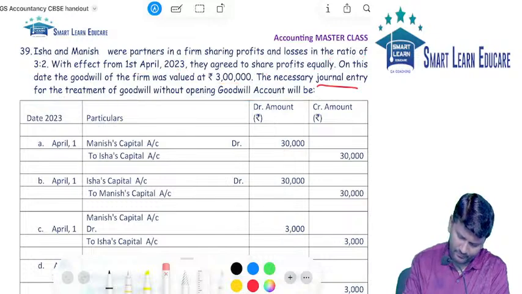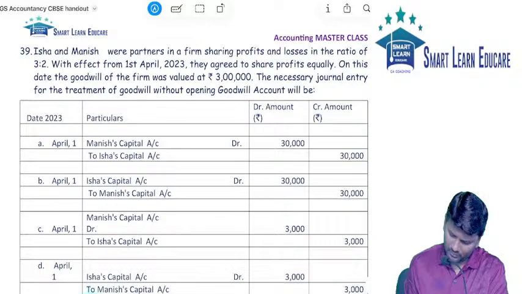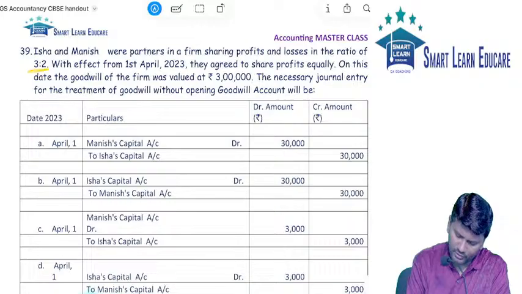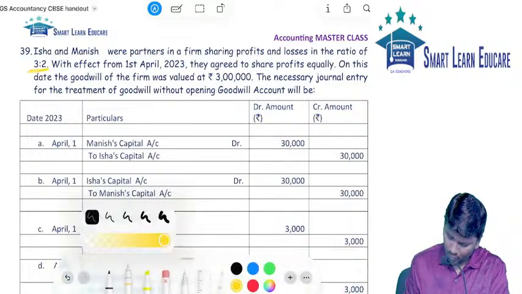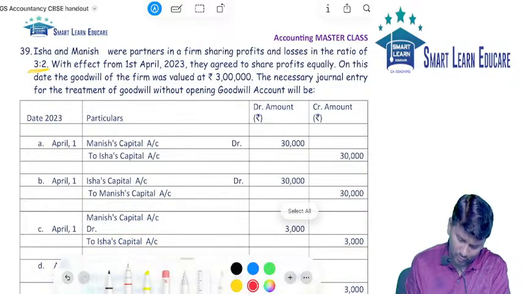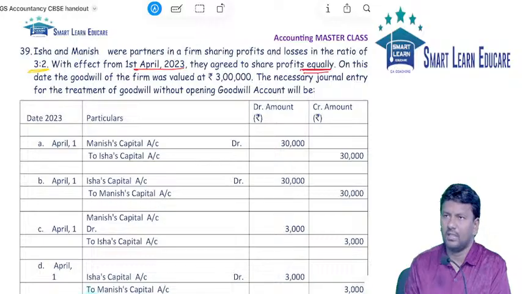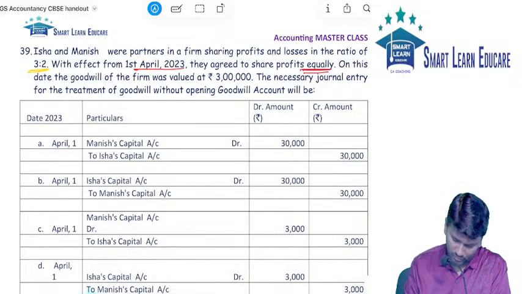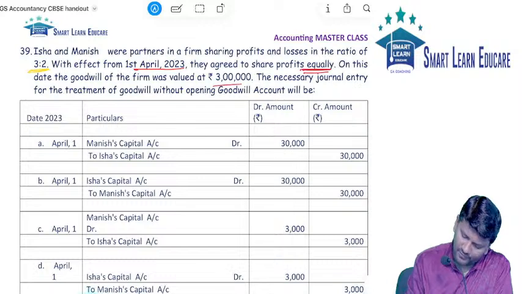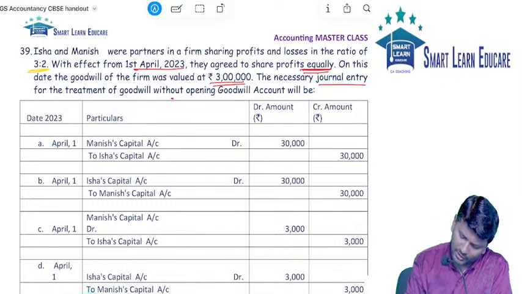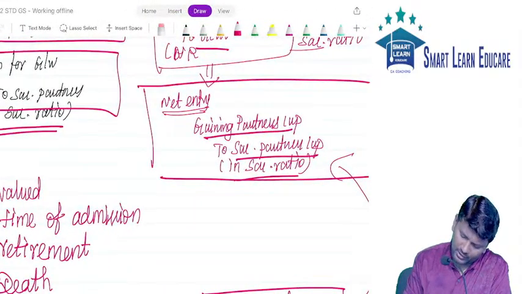I and M were partners sharing profits and losses in the ratio of 3:2. The old ratio given in the question is 3:2. With effect from 1st April, they agreed to share the profits equally. There is a change in profit sharing ratio. On this particular date, goodwill of the firm is valued at 3 lakh. Give necessary journal entries for goodwill without opening a goodwill account. Meaning, for the memorandum method we should pass the net entry.